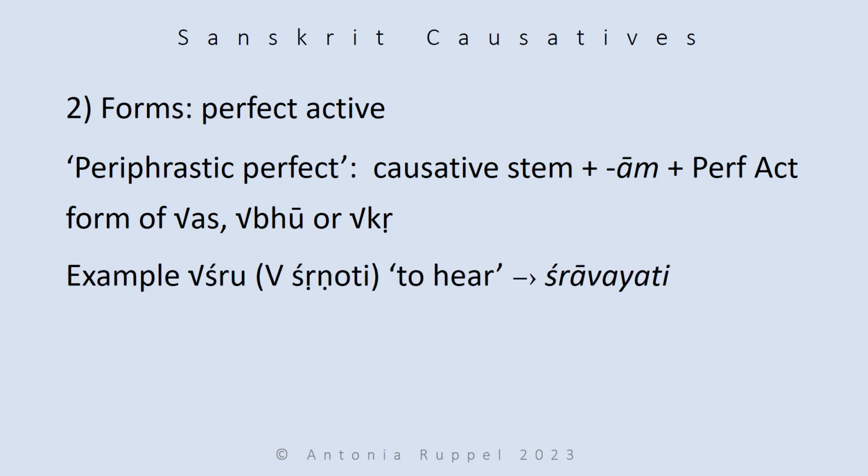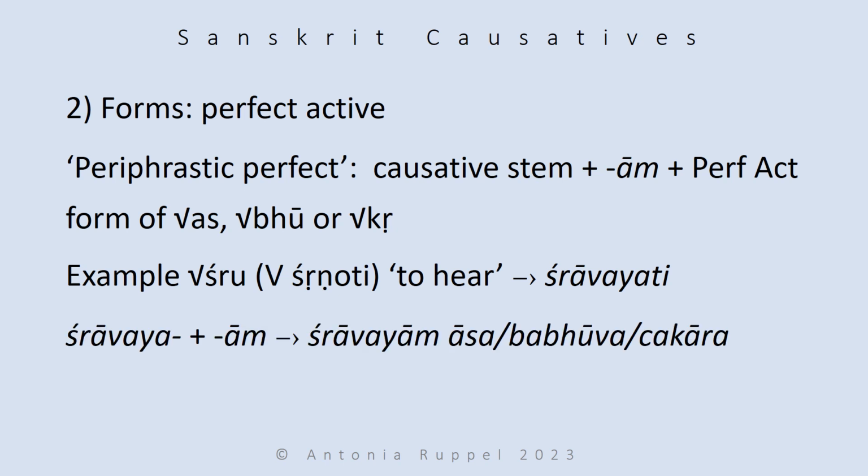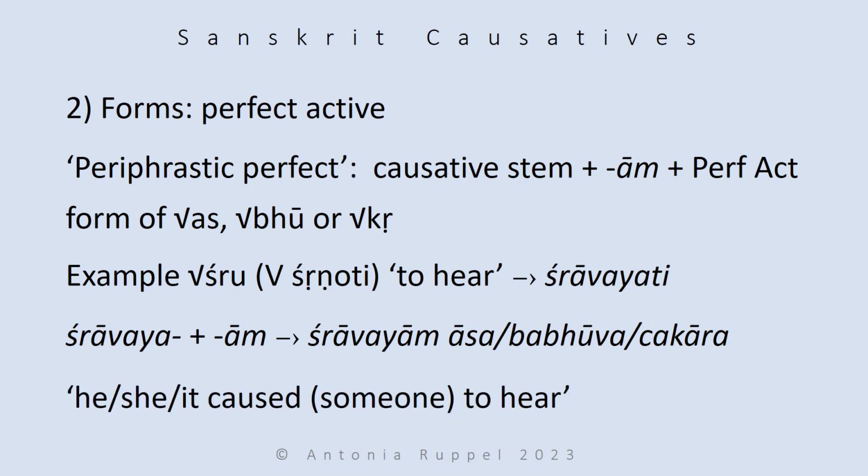So for example, if you take the verb shru, shrnoti, to hear, this has a causative shravayati. Notice again we have the root in vrddhi, because if I had it just in guna, shravayati, then the first syllable would be light, and that's something that we generally want to avoid in the causative. So the causative, shravayati, has a stem, shravaya, to which I add am. Shravaya plus am gives me shravayam, and to that I then add, for example, the third singular perfect active form of as, bhu or kr, which is asa or babhuva or chakara, which then means he, she, or it caused someone to hear. So perfect active, past active.